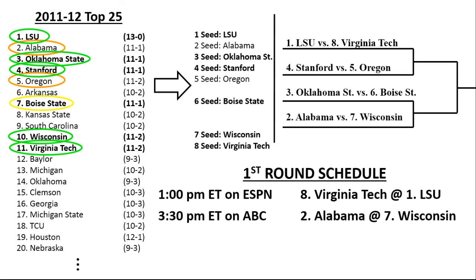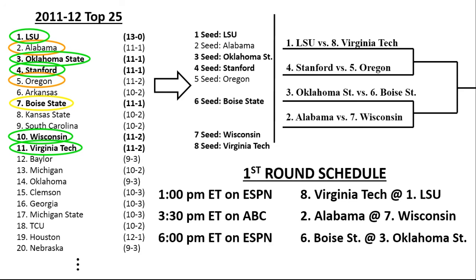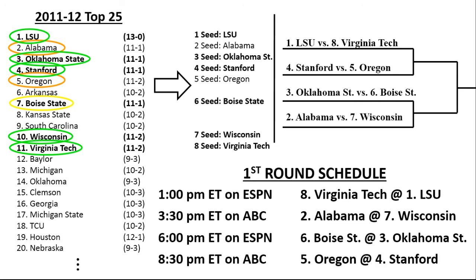Anyways, the third game is 3 versus 6 at 6 o'clock on ESPN. Oklahoma State won the Big 12, so they do get to host Boise State. And lastly, Stanford, who won the Pac-10, gets to host Oregon at 8:30 on ABC.